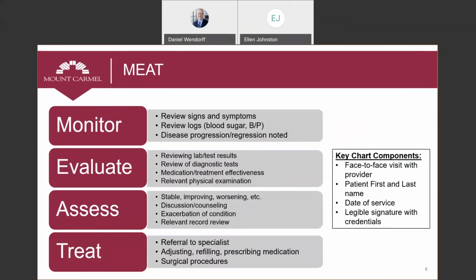For a diagnosis code to be appropriately included on a claim, it must have supporting documentation within the record. An easy way to remember the documentation requirements is the acronym MEAT, M-E-A-T, which stands for Monitor, Evaluate, Assess, and Treat. Only one of these elements needs to be present for each diagnosis.